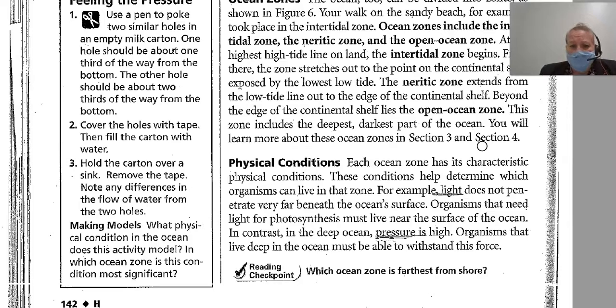Physical conditions. Each ocean zone has its characteristic physical conditions. These conditions help determine which organism can live in that zone. For example, light does not penetrate far beneath the ocean's surface. Organisms that need light for photosynthesis must live near the surface of the ocean. In contrast, in the deep ocean, pressure is high. Organisms that live deep in the ocean must be able to withstand this force.